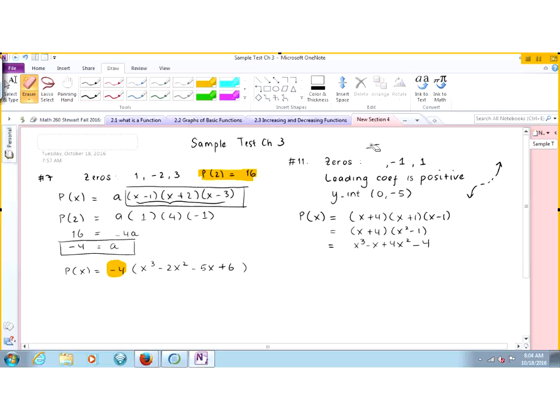Oh gosh, I didn't know my sample test has mistakes. What about number 12? It looks something like this. Were you able to factor for number 12?